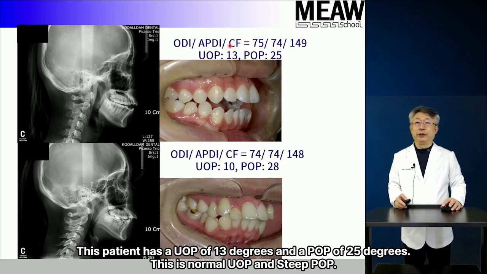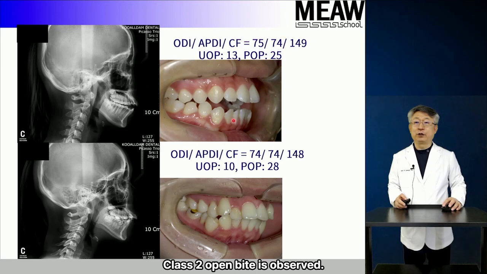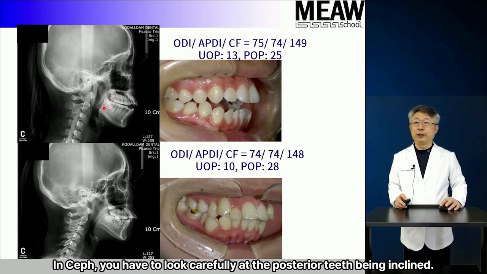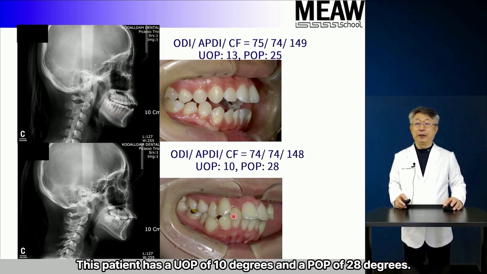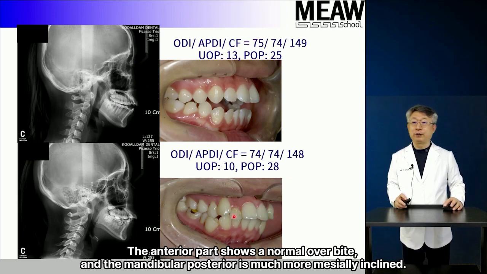This patient has a UOP of 13 degrees and a POP of 25 degrees. This is normal UOP and steep POP. Class II open bite is observed. In CEF, you have to look carefully at the posterior teeth being inclined. This patient has a UOP of 10 degrees and a POP of 28 degrees. The anterior part shows a normal overbite, and the mandibular posterior is much more mesially inclined.